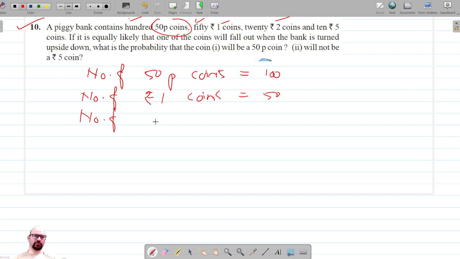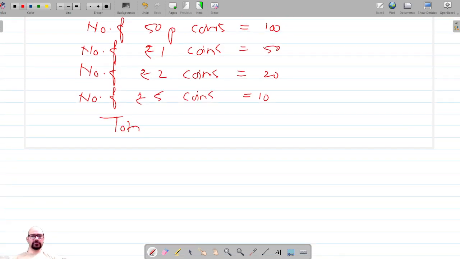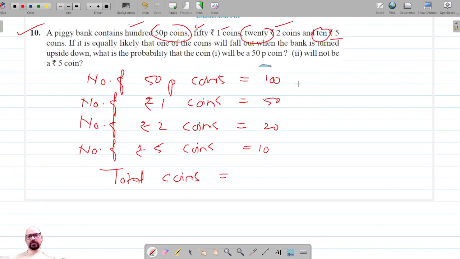So these are number of 2 rupee coins, which are 20 in number, and then we have rupee 5 coins, which are 10 in number. So these are 10, and number of these are rupees 5 coins. So total coins that we have are 100 plus 50, this is 150, plus 20, this is 170, and 180.